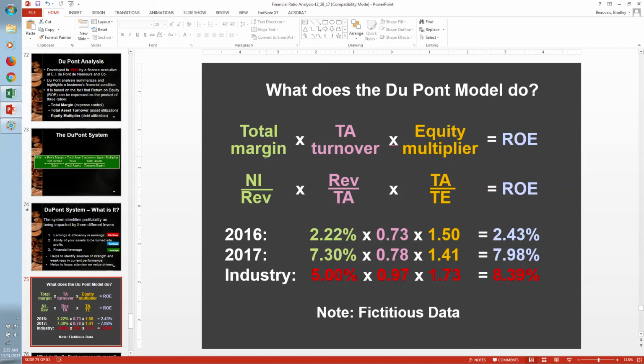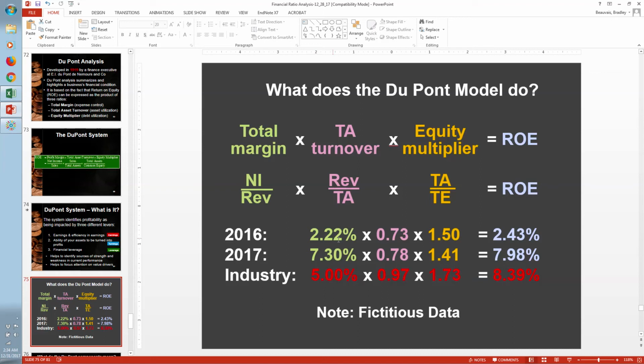So just for simplicity's sake, total margin can be broken down into net income over total revenue, multiplied by total revenue over total assets, multiplied by total assets over total equity. Now, if you notice, these can cross cancel. So really we're talking about net income over total equity, which of course is the return on equity calculation, but this just helps us to divide it out and separate it so that we can more clearly identify where our problem areas are in terms of both growth or decline, whatever the case may be.